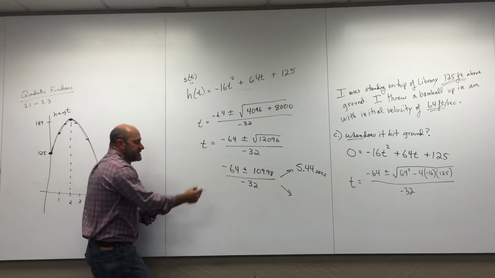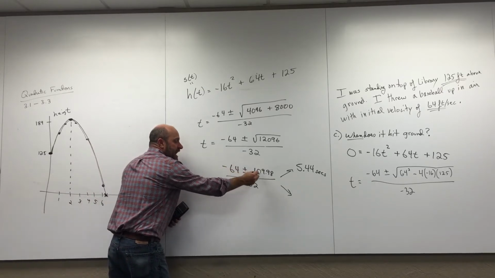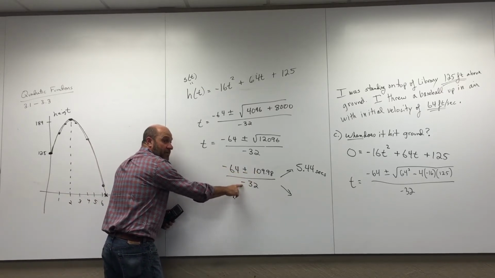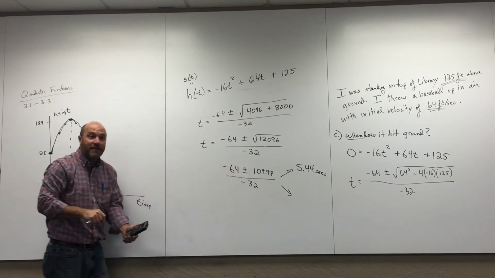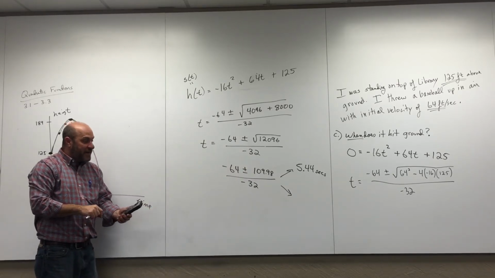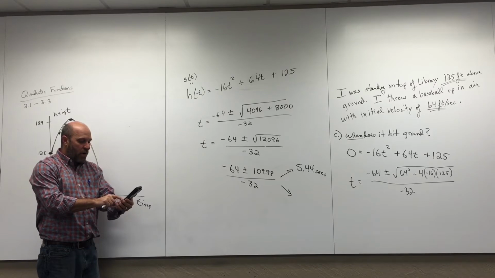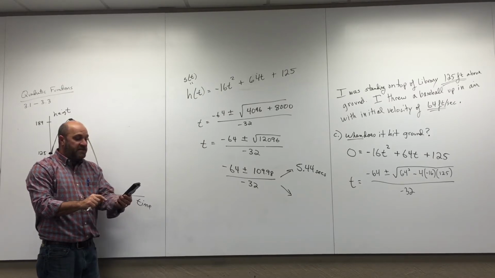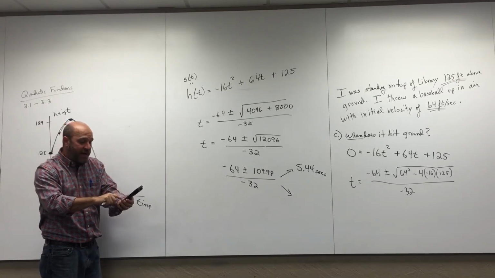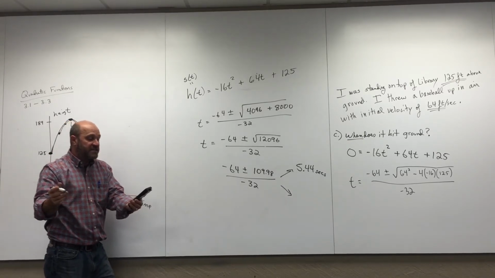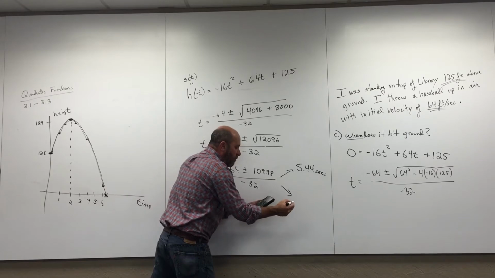That was the minus. That was this guy minus this guy, and then divided by a negative number. I guess that ended up positive. Here comes my next one. Negative 64 plus the 109.98. That ends up with a positive number, and when I divide by negative 32, I get this little negative answer, negative 1.44.